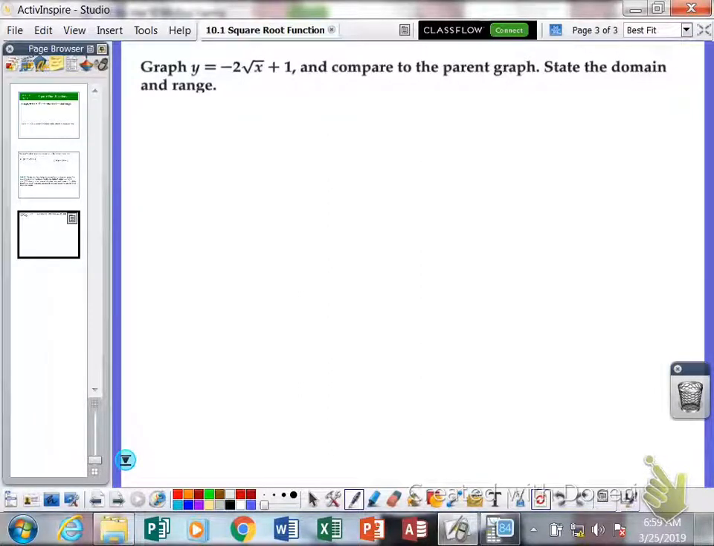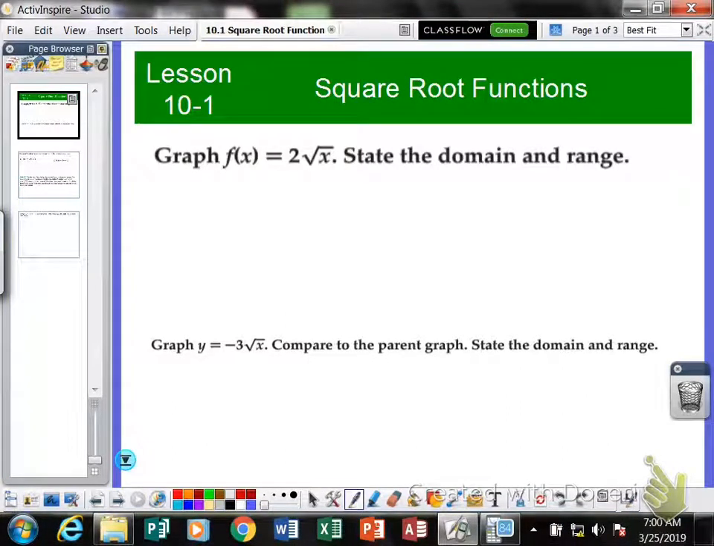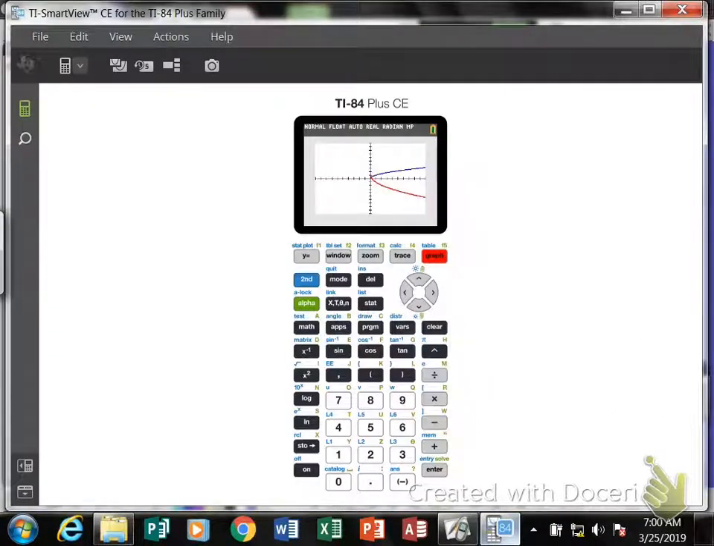All right, lesson 10.1, square root functions. State the domain and the range and graph them so that we can look and see what they look like. So if we graph 2 root x, there it is, go ahead and graph it. That is what it looks like. So state the domain and range.